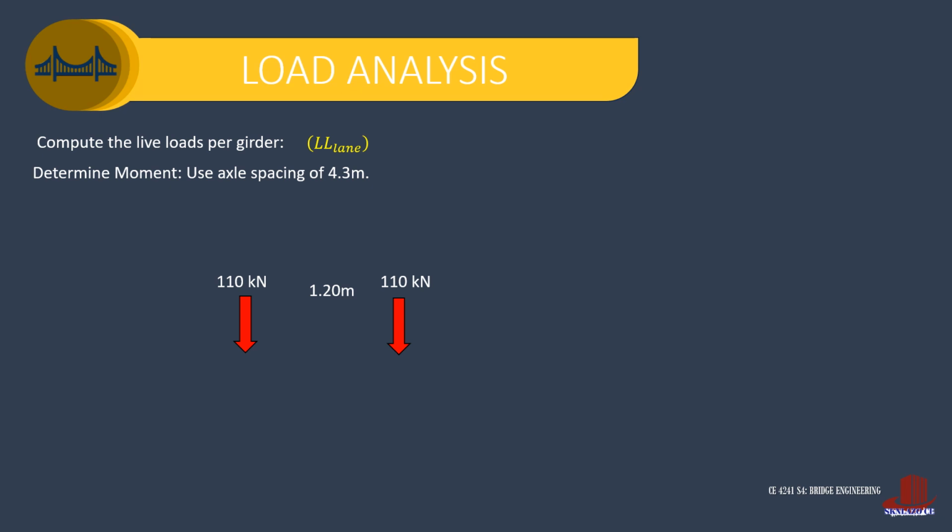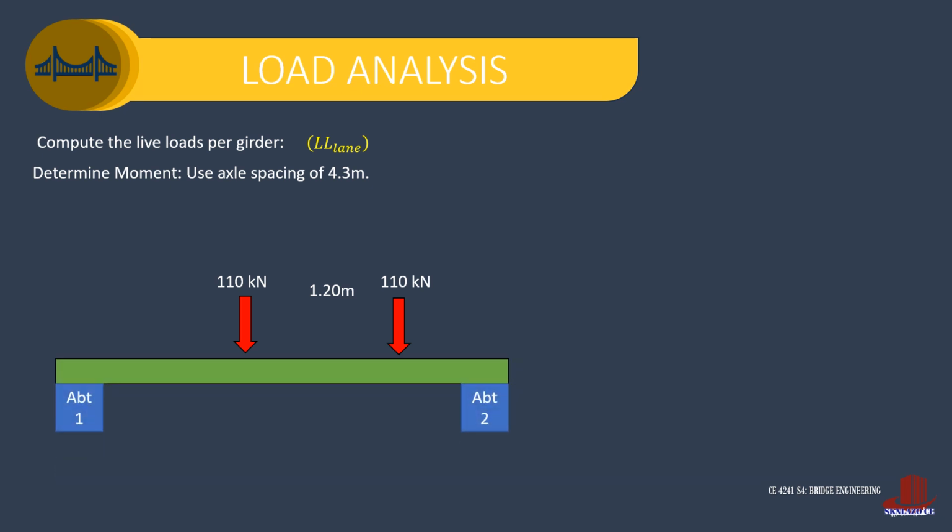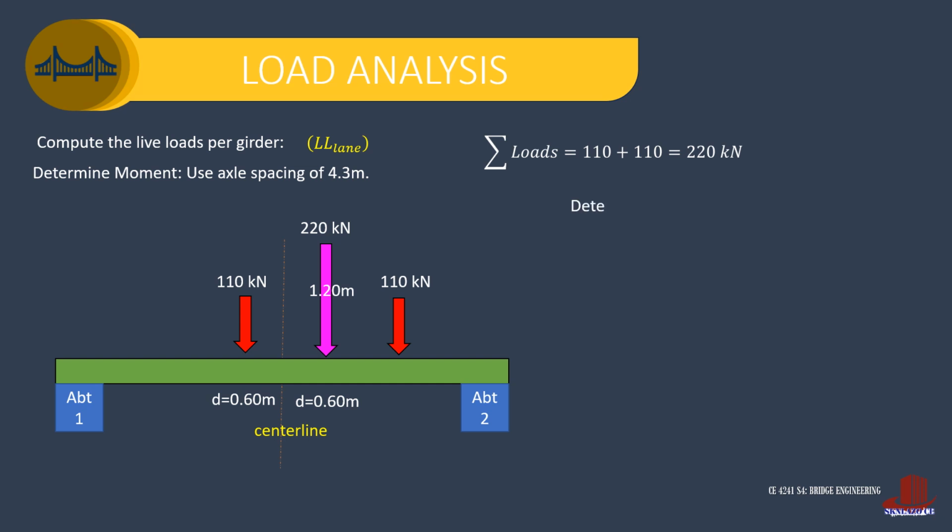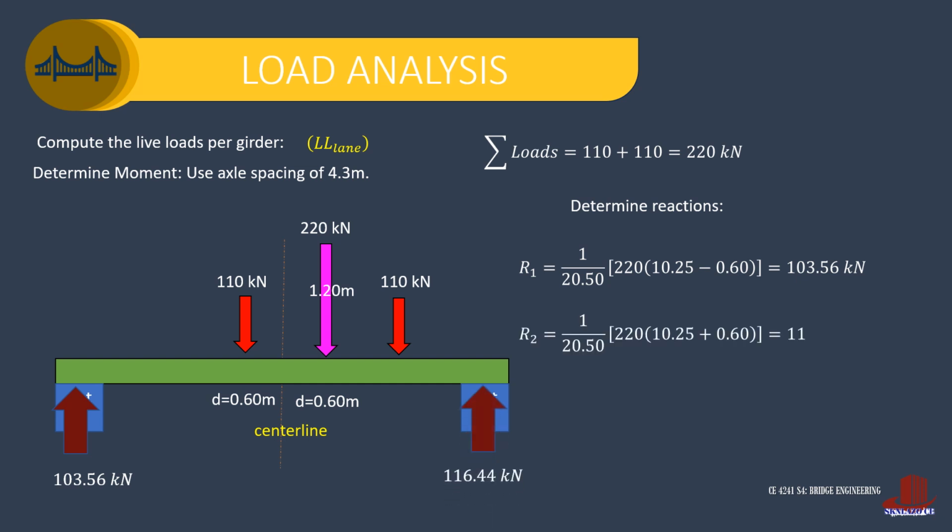For the design tandem, having only two axles, the centroid is at the center. Then again place the design tandem on the bridge, having the center line divide the distance between the centroid and one of the axles. This gives a distance of 0.6 meter. The left reaction is then 1 over 20.5 times 220 times the distance of 10.25 plus 0.6, which is simplified as 103.56 kilonewtons. The right support takes 1 over 20.5 times 220 times 10.25 minus 0.6, and this is 116.44 kilonewtons.